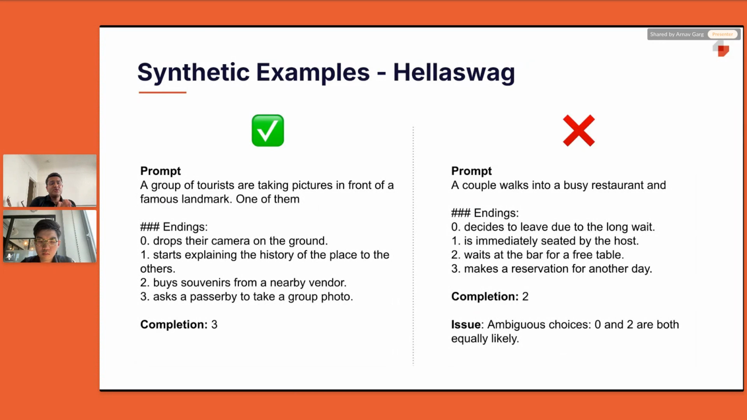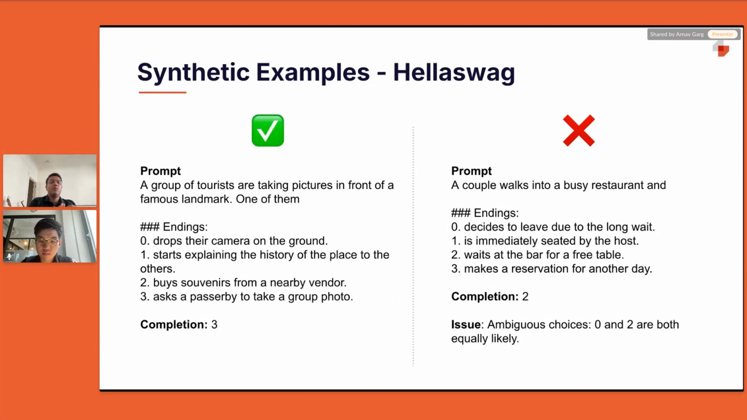So the structure of the HellaSwag dataset, which maybe I should have clarified earlier, is that it contains a prompt. The prompt has a sentence with some contextual details, and at the end it has 4 possible endings, indexed with 0, 1, 2, or 3, and the goal for the model is to pick the right index. So if you look at the example on the left produced by this method, you'll see that it's clear, it's contextually appropriate, there's no real ambiguity, and it's pretty clear that if a group of tourists are taking pictures in front of a famous landmark, they might ask someone to take a group photo. That is the most logical ending. So this is a good example.